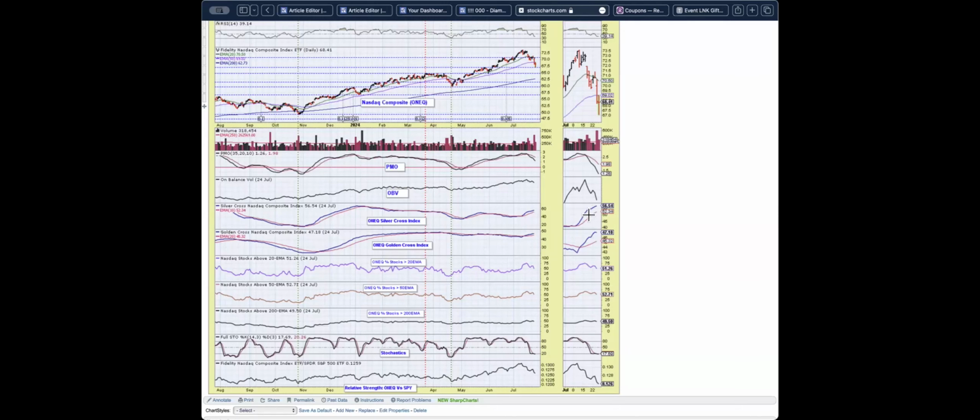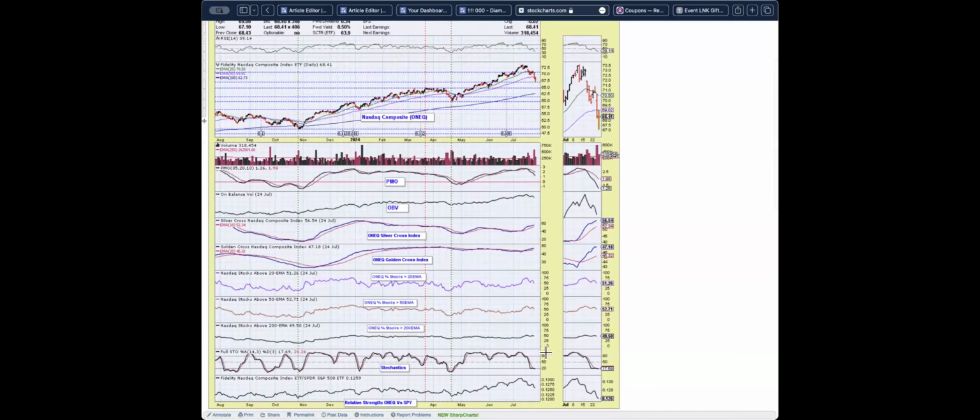Now, we do have a Silver Cross Index that is still rising on the NASDAQ, but that is not going to last because these percentages here are below the Silver Cross Index. And again, if you don't have price above the 50-day EMA, the 50-day and 20-day EMAs are going to be moving lower. And that will get you the negative crossover, which will take percentages away from the Silver Cross Index.